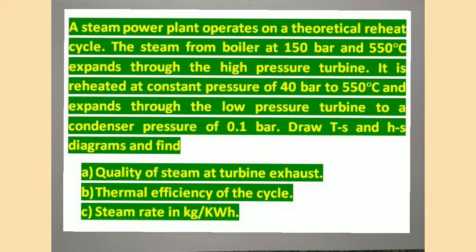Draw TS and HS diagrams and find A. Quantity of steam at a turbine exhaust, B. Thermal efficiency of the cycle, and C. Steam rate in kilogram per kilowatt hour.